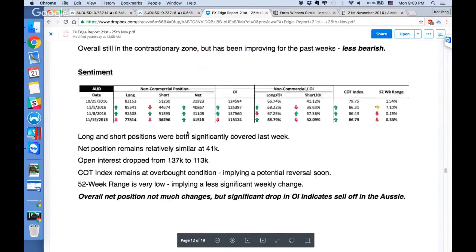If you look at sentiment, we also say over here net overall position, not much change, but a drop in the OI indicates a sell-off. So Aussie is still selling for sentiment. That's why right now you do not want to look for buy in Aussie first. Just look for sell. For the short term, just look for selling in Aussie.